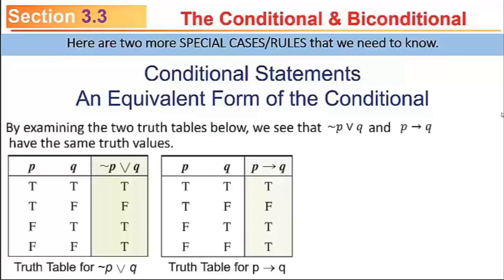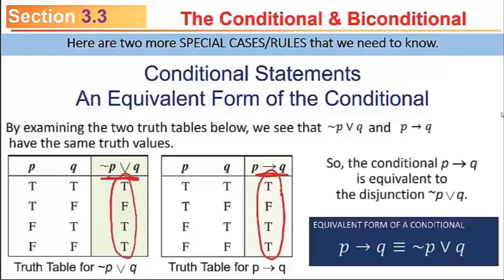By examining the two truth tables below, we see that not P or Q and P implies Q have the same values. I'm not going through this again, but if we did the truth table for not P or Q, which is the one on the left, and then the truth table for P implies Q, which we just did, on the right, you notice they have exactly the same truth values. The shaded column on the left truth table is true, false, true, true, and the shaded column on the second truth table is true, false, true, true. So they have exactly the same truth values. That means that those two forms are equivalent to each other, because they produce exactly the same truth values.